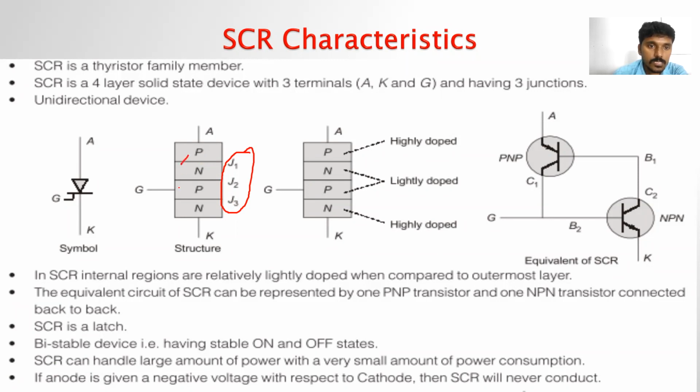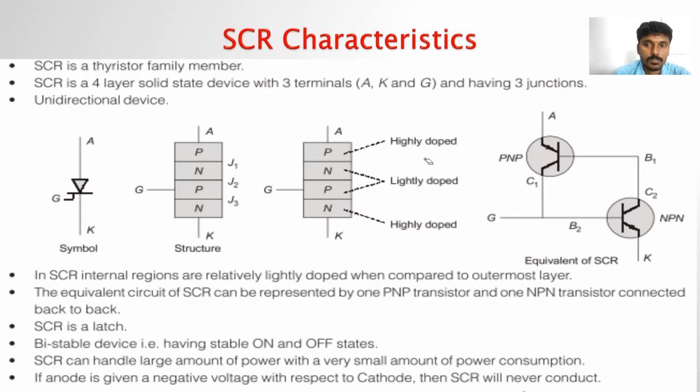Here one junction is formed, here one junction is formed, and here one junction is formed. So it has 3 junctions. We can say SCR is a 4-layer, 3-junction device. It has 3 terminals: anode, cathode, and gate. The outer P layer is highly doped, the outer N layer is highly doped, and the inner N layer and inner P layer are lightly doped.